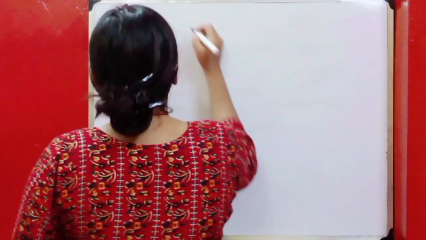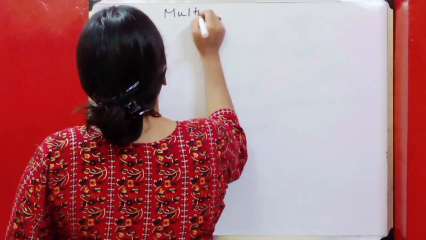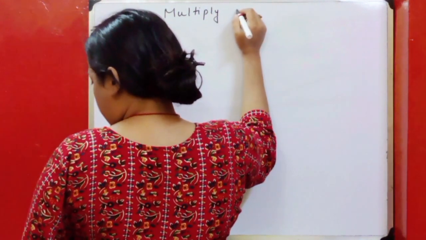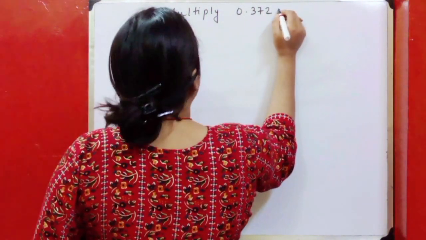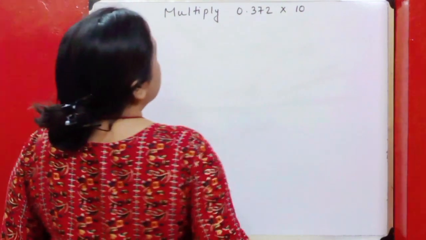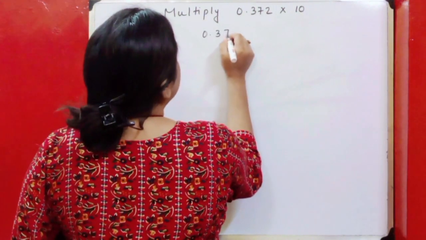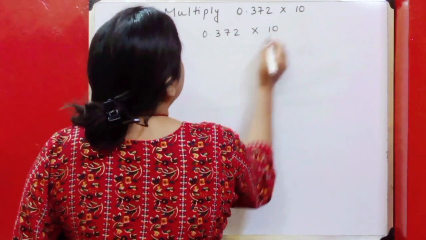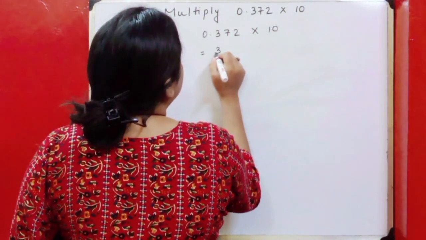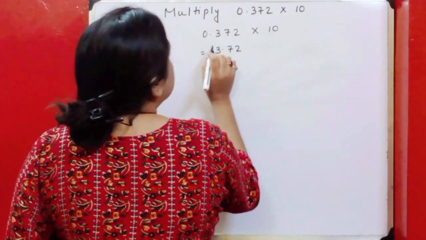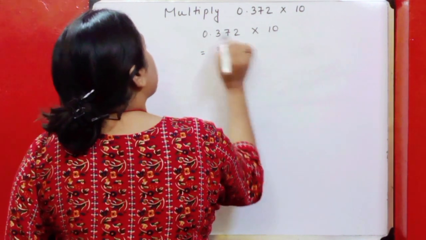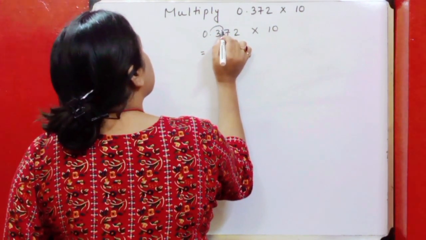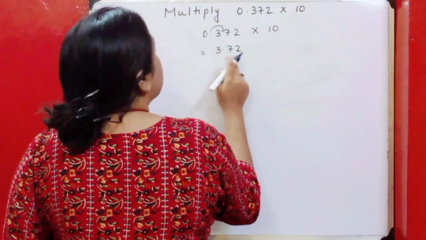So let's start. This topic is maths. Multiply 0.372 multiplied by 10. So the answer will be 3.72. See, here is the decimal sign and there is one zero here, so it will be shifted one place, so it will be 3.72.